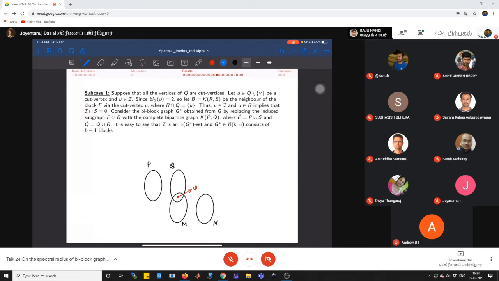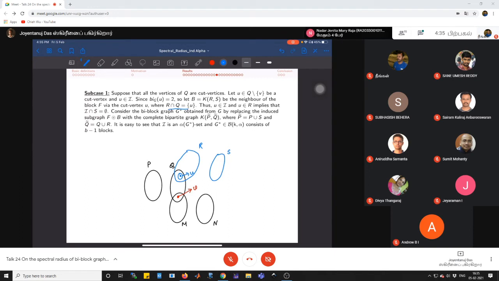So the first subcase is what happens if all the vertices in Q are cut vertices. It may happen that all the vertices in Q are cut vertices. So we start with any vertex which is different from the cut vertex P. Suppose U. Since the block index of each vertex is 2, there is a unique neighbor block which is joined at the point P. So for example, I can take this one. This is R. Yes. So this is the neighboring block, which has two partitions R and S, and R intersection Q is U.